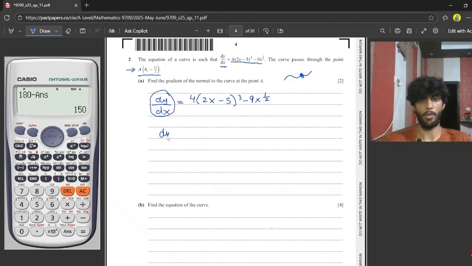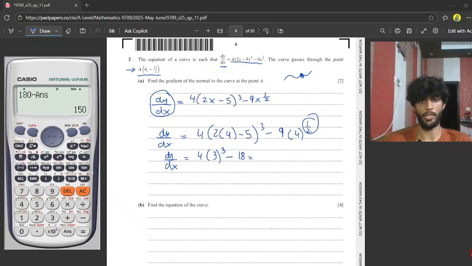So that's just going to be dy by dx is equal to 4 times (2 times 4 minus 5) raised to the power 3 minus 9 times 4 raised to the power 1 by 2. Let's simplify this a bit. 2 times 4 is 8. 8 minus 5 is going to be 3. 3 cubed minus, this power means under root, so it's going to be 9 under root 4. Under root 4 is 2. 2 times 9 is 18.